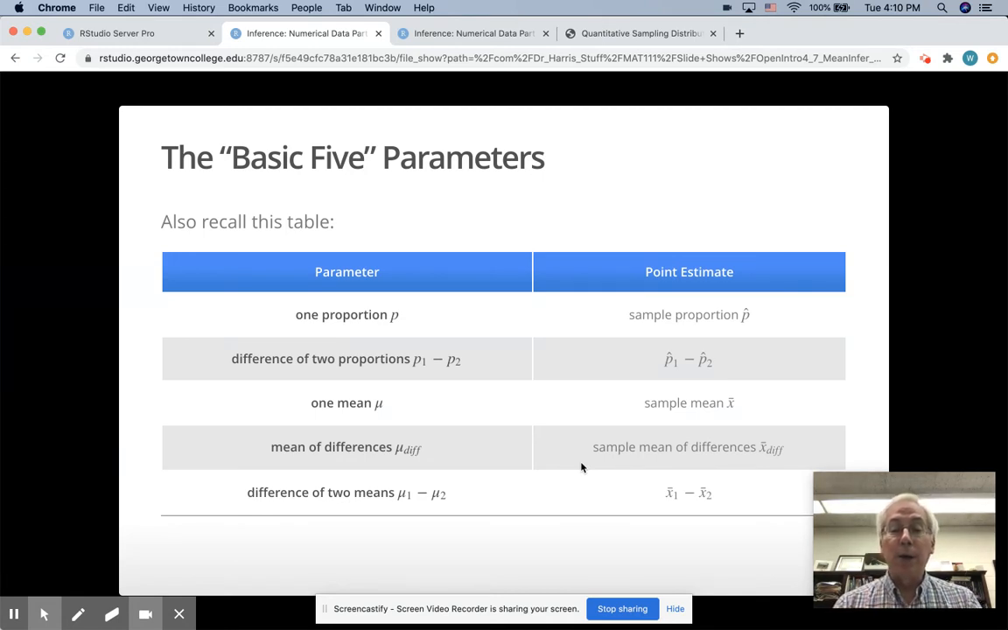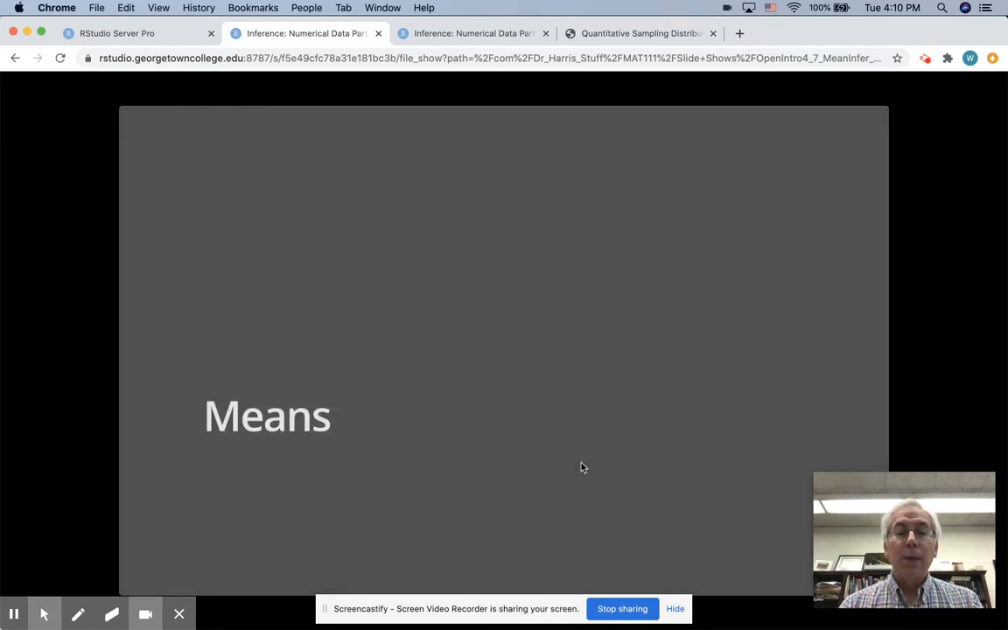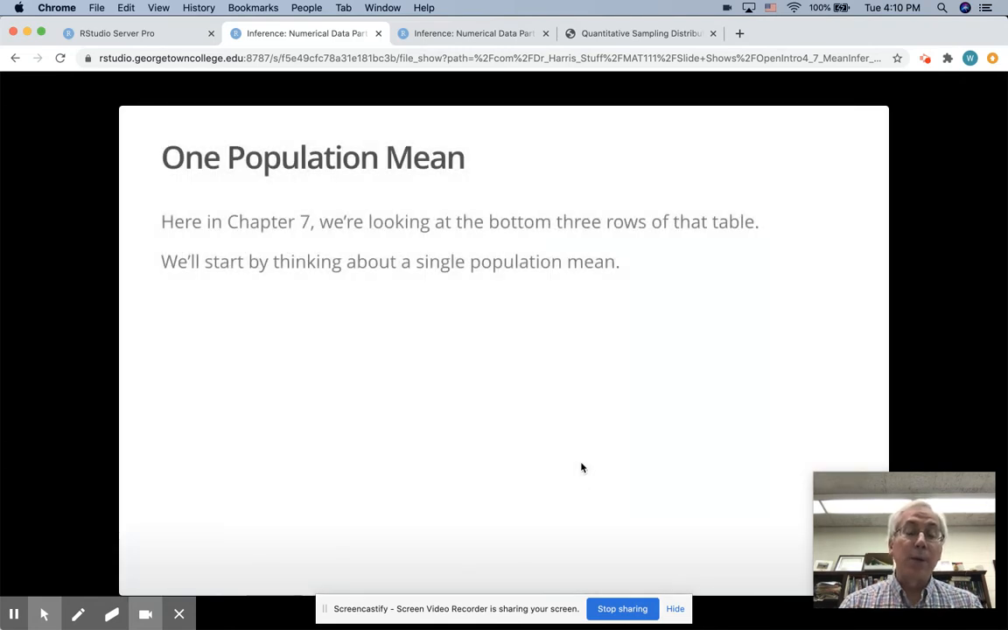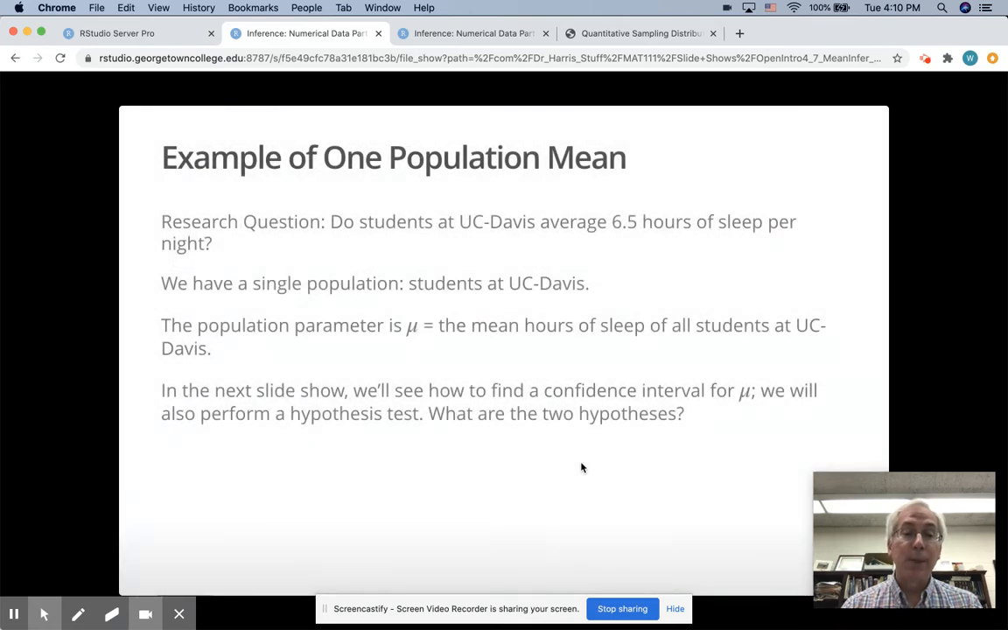We can see what our corresponding sample statistics or point estimates are. We're going to use x bar for our sample mean, x bar diff for the sample mean of differences, and then x1 bar minus x2 bar to stand for the difference in sample means. So as I said, in Chapter 7, we're going to be dealing with means. And we'll start by looking at the mean of a single population.